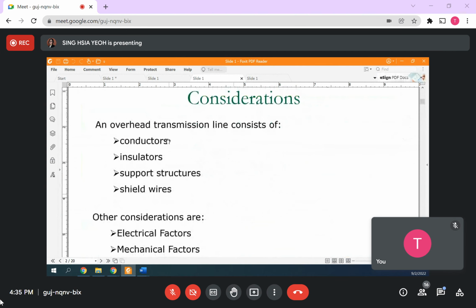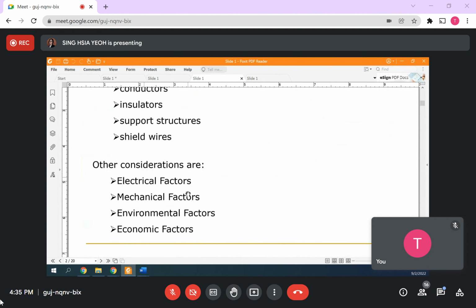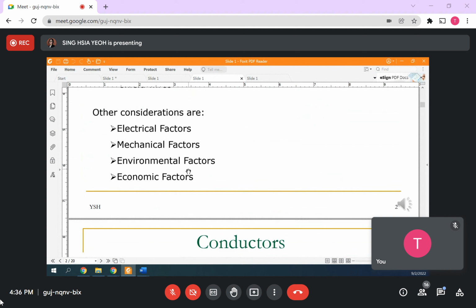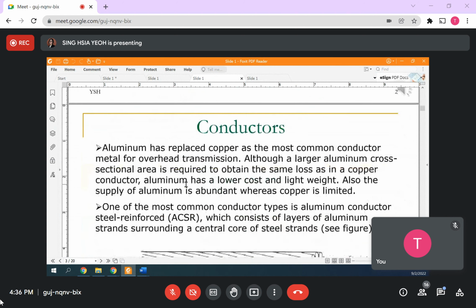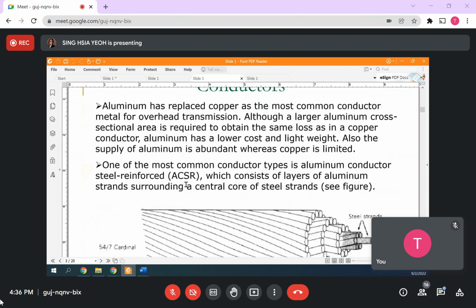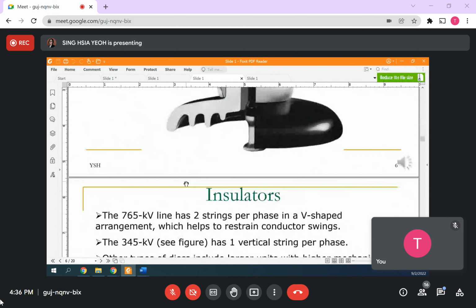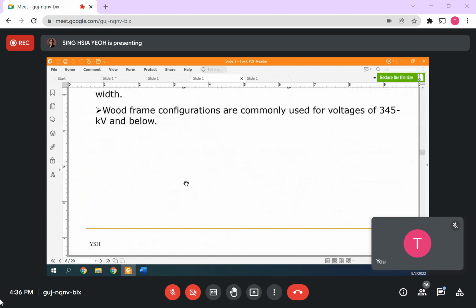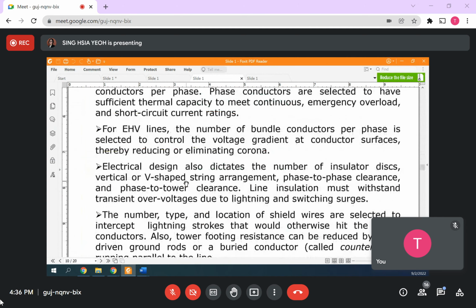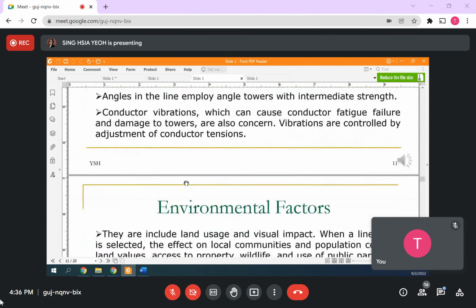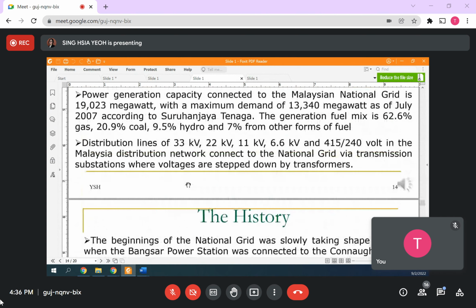Like the conductors, insulators, support structure, strip wire, those things. So you have electrical factors, mechanical factors, environmental factors, economic factors. You can read through the notes or watch the recorded video. So like conductors, then insulators. I think I also put some extra videos for you to watch. Electrical factor, mechanical factor. So in the exam it will mostly be theory like this.